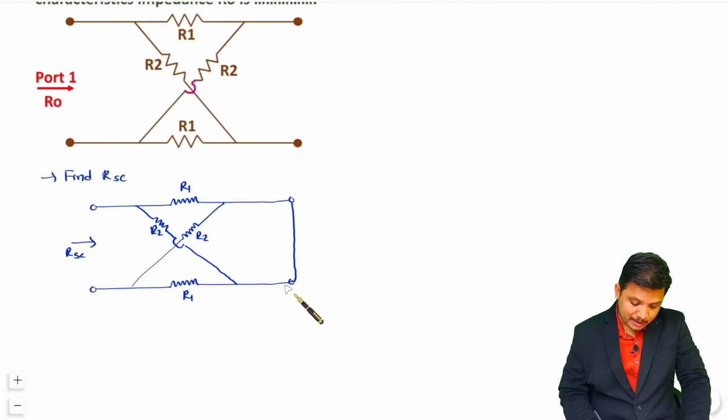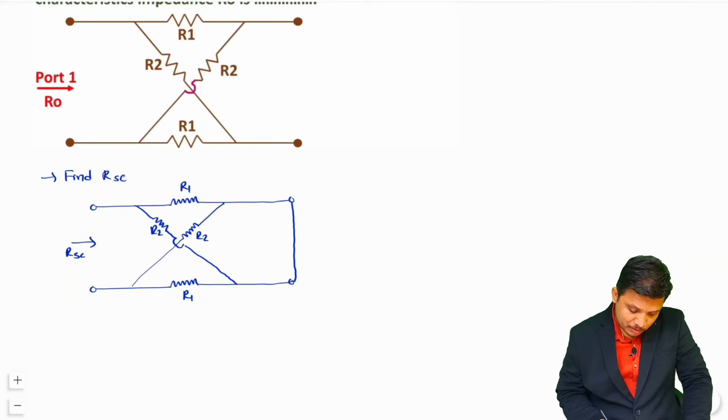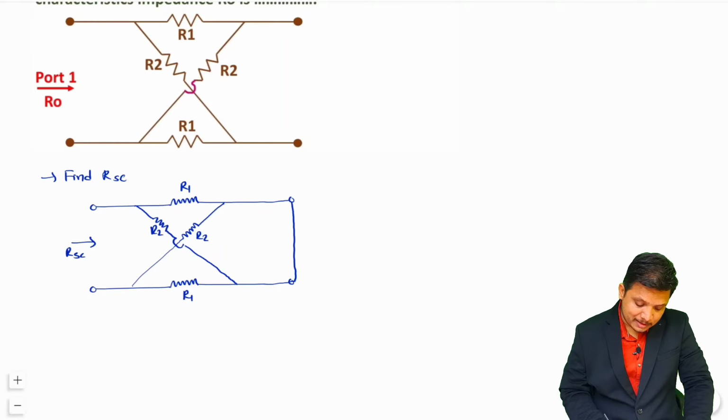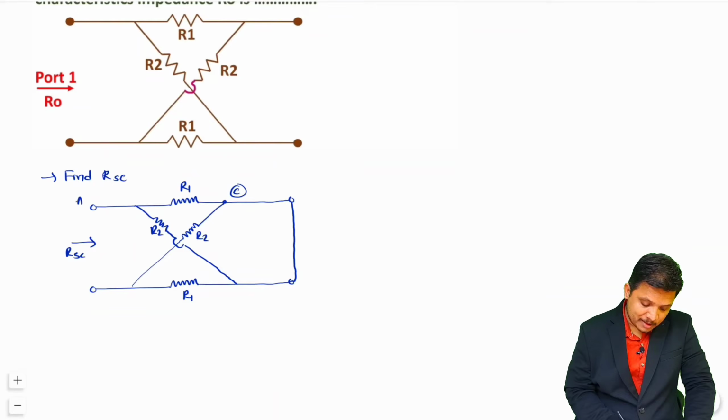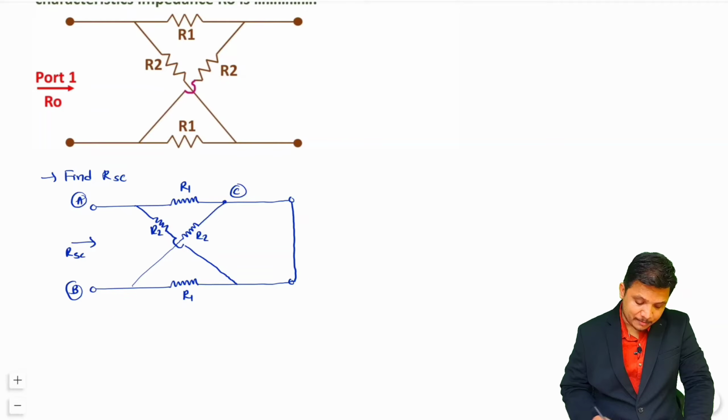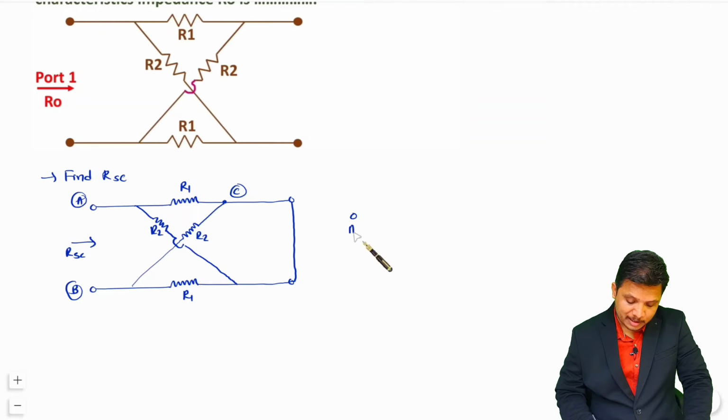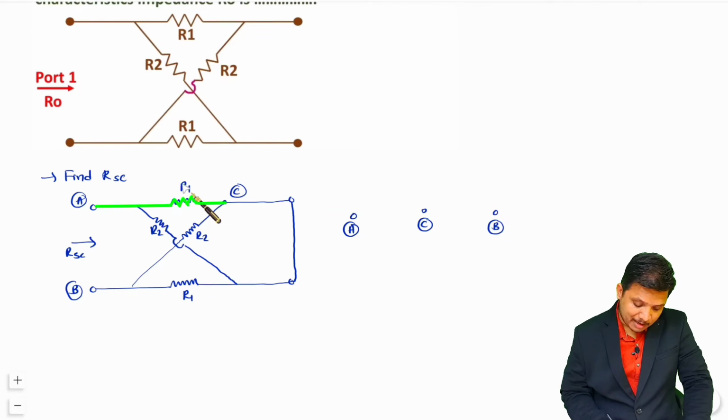Now when this is short circuit, if you want to calculate RSC from here, then you need to redraw this circuit. As this is a lattice structure, one cannot directly observe how the connection is there. So let us say this is terminal C, this is terminal A, and this is terminal B. So I am drawing terminal A here, terminal B here, and terminal C here, right? Now you see this R1 that is there in between A and C. So I am just drawing this R1 in between A and C. So this is covered now.